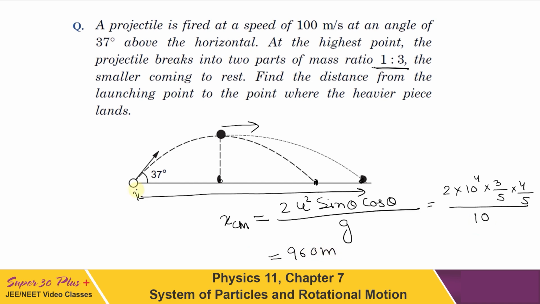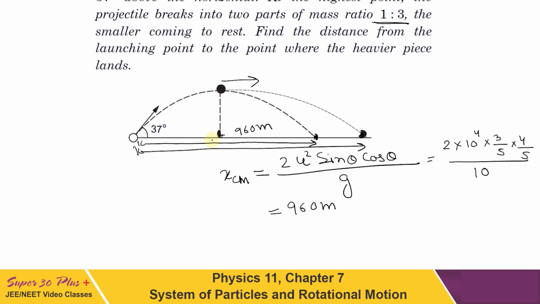What is this distance? From the launching point to the range of original projectile motion, that we got to be equal to 960 meter. This will be the position of center of mass. Now since the smaller block has come to rest, it will fall down vertically and will hit the ground here, which is at half the range, and this value is equal to 480 meter.